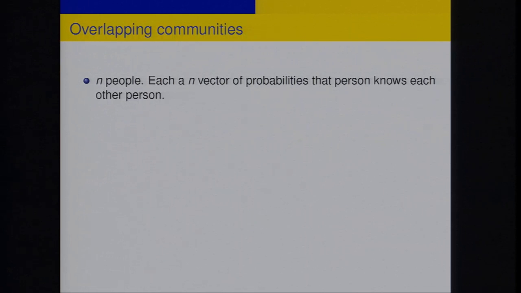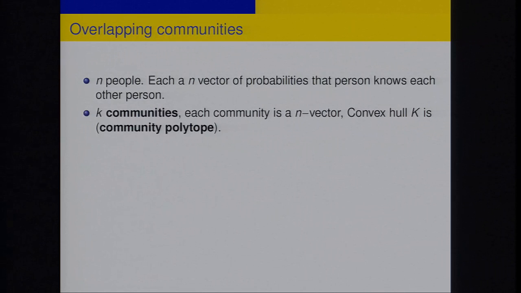Okay. They don't have to add up to 1. They're each between 0 and 1, but they don't have to add up to 1. We hypothesize that there are little k communities. Each community is also an n vector. What it signifies is, if you purely belong to one community, these are the probabilities that you meet each person. You can ignore the interpretation if you like, because you can just think of it geometrically. So the convex hull of K is the community polytope.